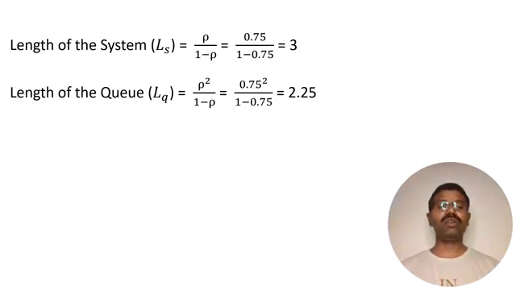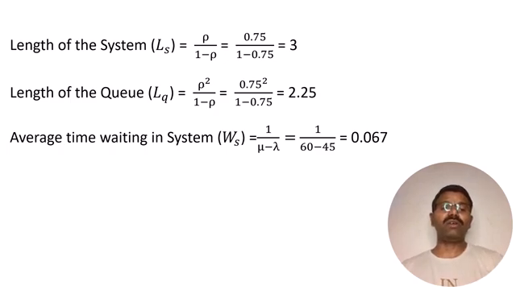And then we need to find the length of the system, that is Ls, equal to rho by 1 minus rho. If you substitute rho value as 0.75 by 1 minus 0.75, it will become 3. That means the length of the system is 3. And the length of the queue is rho square by 1 minus rho, that is 0.75 square by 1 minus 0.75, that is equal to 2.25. And the average time waiting in the system, that is Ws, is equal to 1 by mu minus lambda, that is equal to 1 by 60 minus 45, that is equal to 0.067 hours.